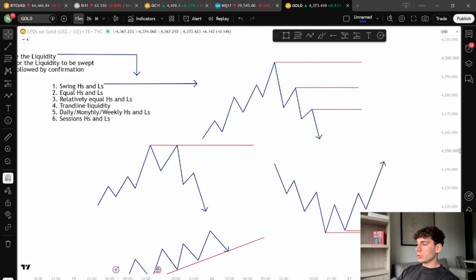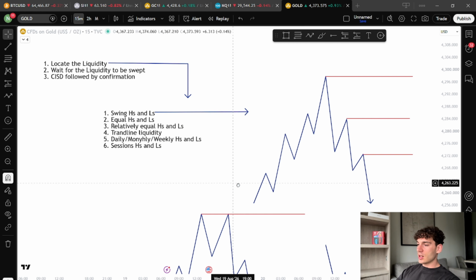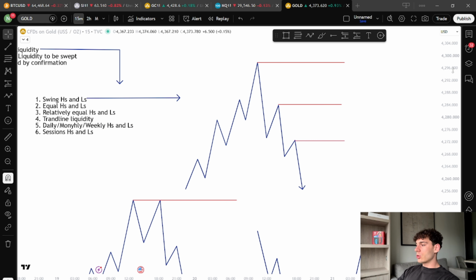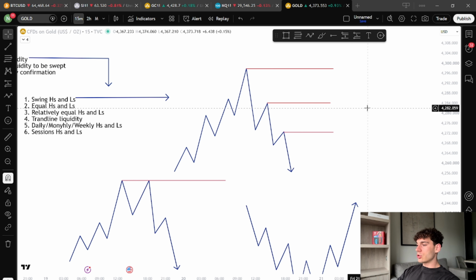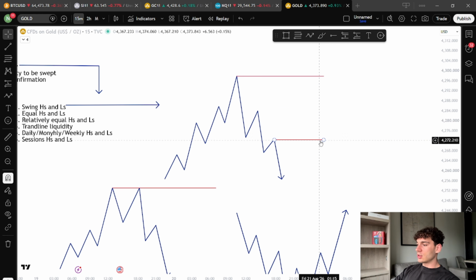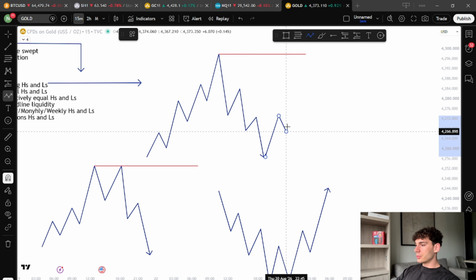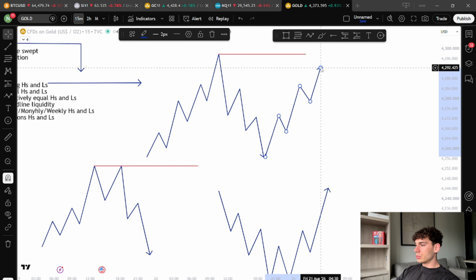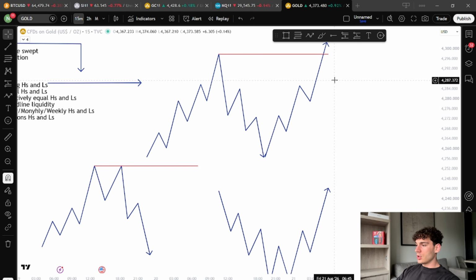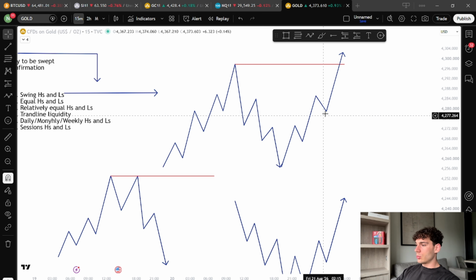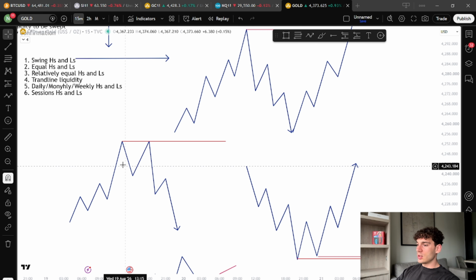Now after you are able to locate the liquidity, the second step is going to be to wait for the liquidity to be swept. So I'm going to go to each example and show you how it looks. I'm just going to delete these internal highs so it's easier to look at. And then let's say price goes up, boom, boom, boom, and then it takes this high here. So as I said, number 2, wait for that liquidity to be swept. By breaking above that high, that liquidity is swept.